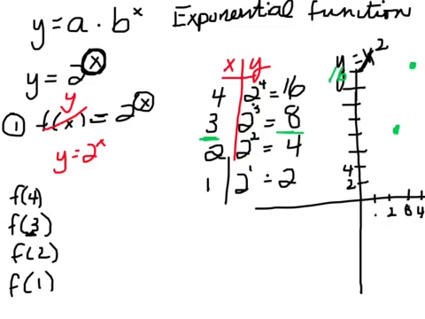The next point I have would be x is 2, y is 4. So 2, 4 would be about right here. And then if x is 1, y is 2 would be about here. This is not a line. We are not in Kansas anymore, Dorothy, okay? So what we end up with is a curve, and it does something like this.